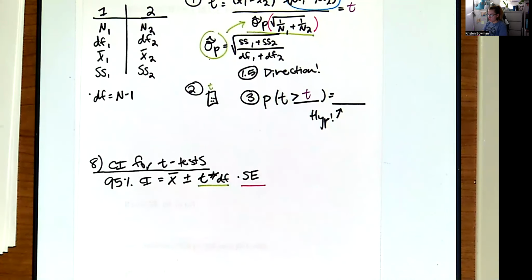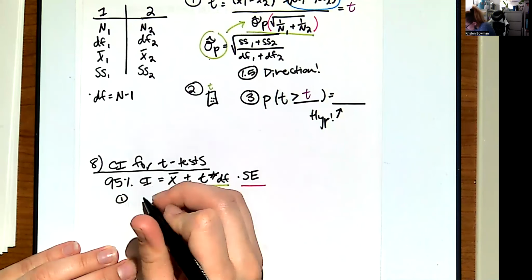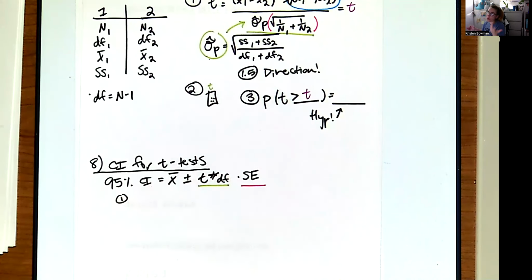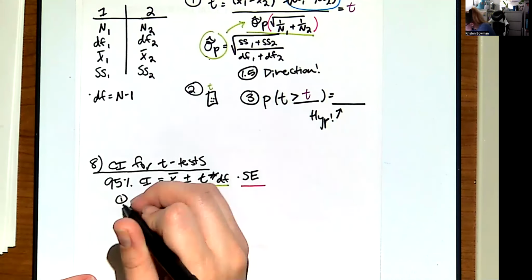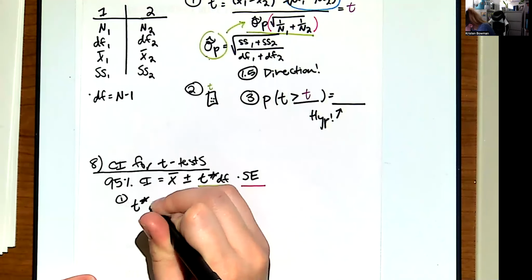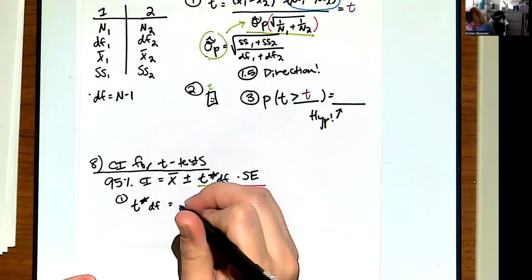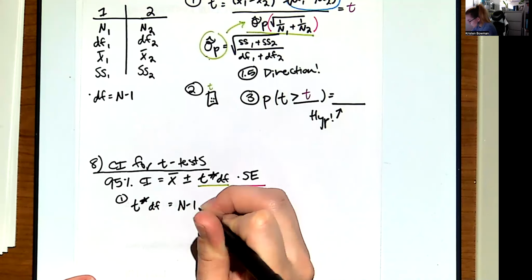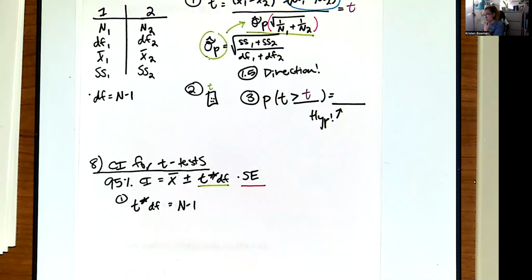All right, let's do t star df first. You can do this in either order. You can do standard error first. I really don't care, whatever order you want. I just start with t star df because I think it's the simplest. So t star df equals, remember, you need to have n minus 1. So you'll need to know your number of values or number of participants, right?